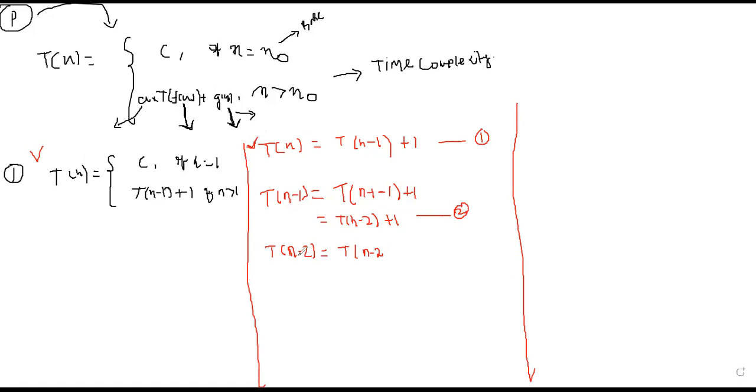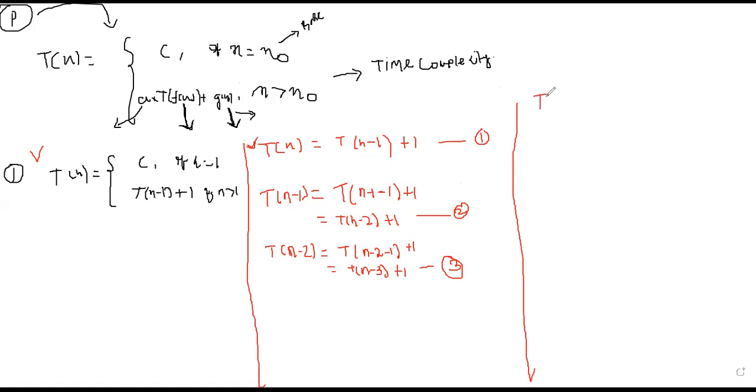Agar T n minus 2 nikalna hai, this n minus 2 will be replaced on the right hand side. So n will be n minus 2, minus 1, and plus 1. So it will be T of n minus 3 plus 1. Let me name this equation number 3. Fine. Is it clear till now what we have done? Simply we have found T of n minus 1 and T of n minus 2.